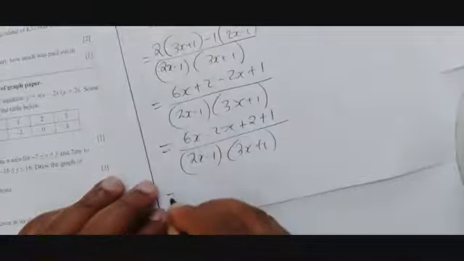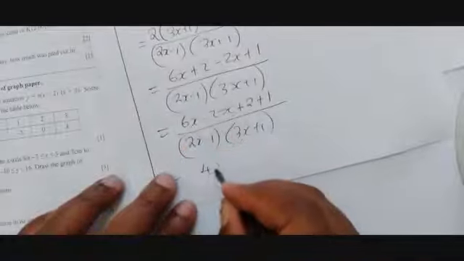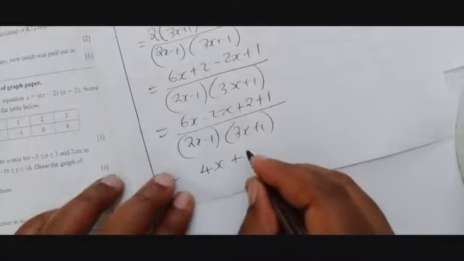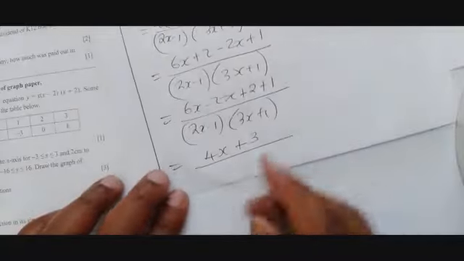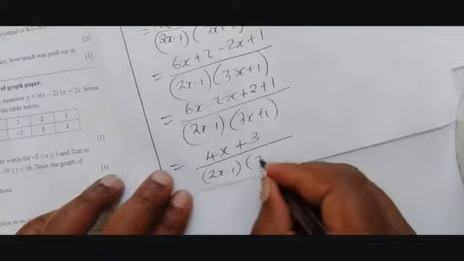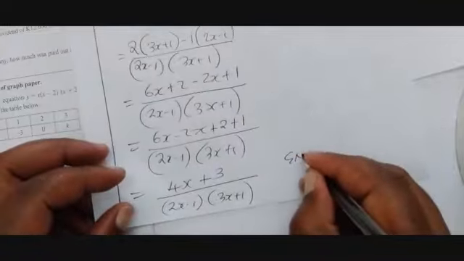Like terms, 6x minus 2x, plus, because this and this one they are the same, 2 plus 1, over 2x minus 1, 3x plus 1. What is 6x minus 2x? We have got 4x plus 2 plus 1 is 3, divided by 2x minus 1, 3x plus 1. And this is the end of this paper.